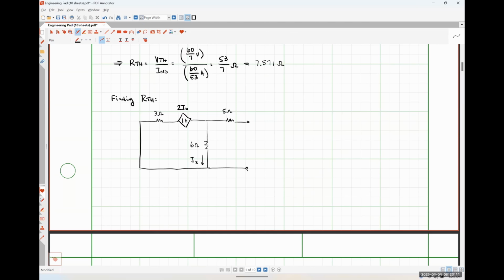So as it stands, my 5-ohm resistor isn't connected in series or parallel with my 6-ohm resistor. My 3-ohm resistor isn't connected in series or parallel with the 6 or the 5. There is literally no resistor combination that we can do to this circuit. So we have to come up with an alternative method.